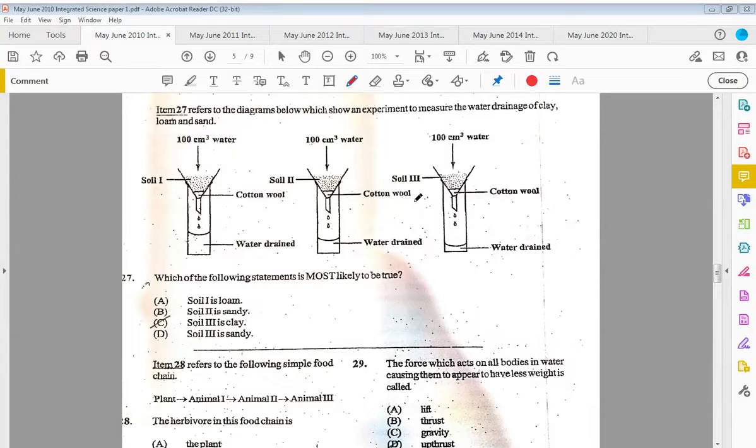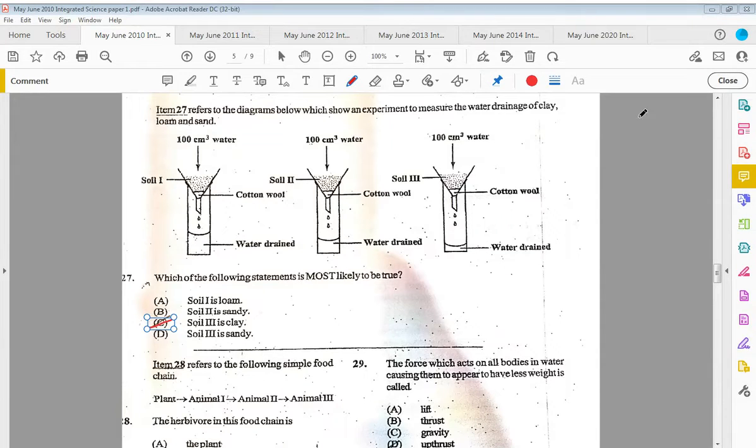Then we have item 27, which refers to the diagrams below, which show an experiment to measure the water drainage of clay, loam, and sand. So 27, which of the following statements is most likely to be true? The answer would be C, that soil 3 is clay.